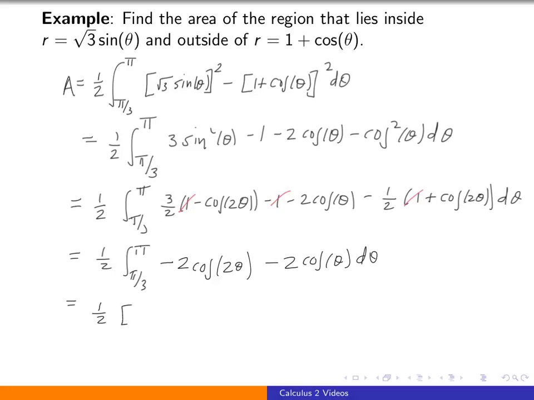So anti-differentiating individually, we would have minus sine 2 theta, because the antiderivative of cosine 2 theta is 1/2 sine 2 theta. Then we would have minus 2 sine theta. And we need to evaluate from pi over 3 to pi. So replace each theta we see with a pi, minus replace it with a pi over 3. And note, when you plug in pi, sine pi is 0, sine 2 pi is 0. So it's only the pi over 3 that gives us a non-zero quantity. And if you do the algebra and simplify, this ends up being 3 square roots of 3 over 4.